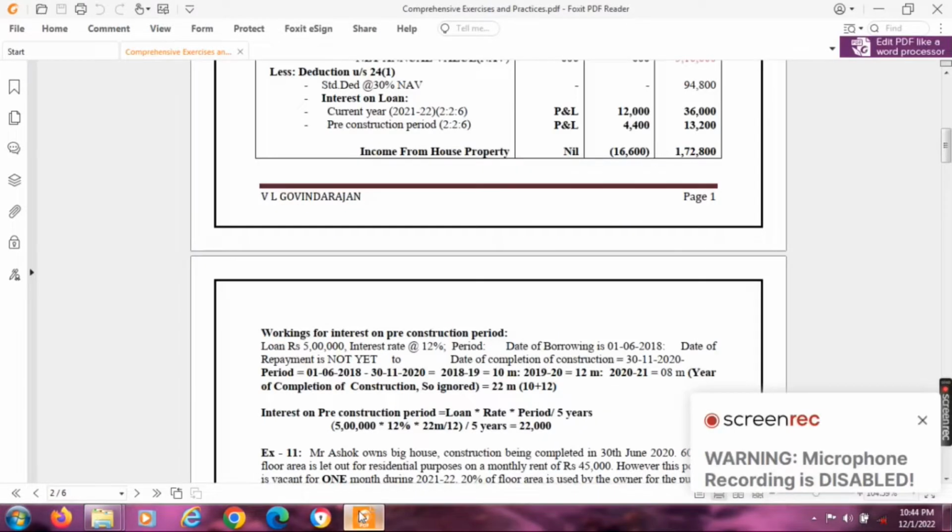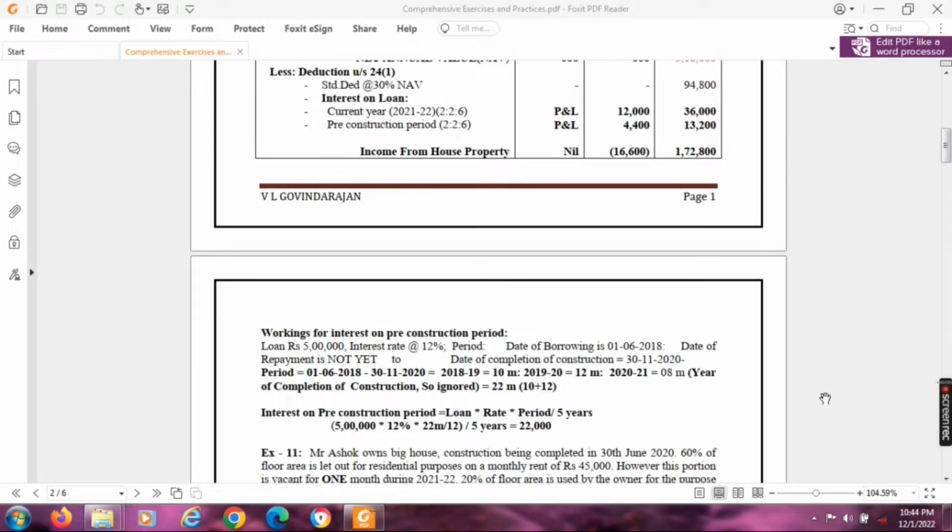That means during 2018-19, 10 months, June to March. During 2019-20, 12 months. During 2020-21, 8 months. But 2021 is the year of completion of construction, because the date of completion is 30th November 2020. So accounting of that year will not be considered for interest on pre-construction period adjustments. So ignore that one. So the balance only 22 months will be considered.